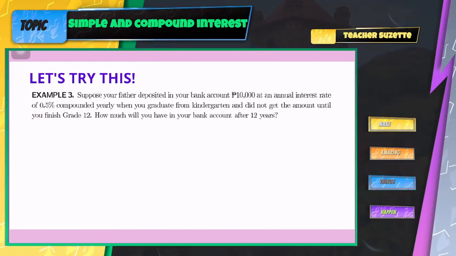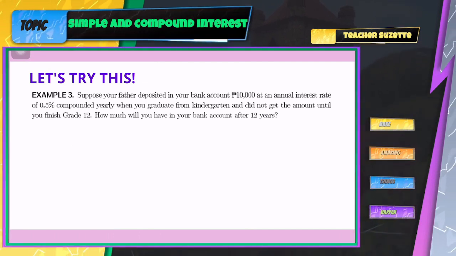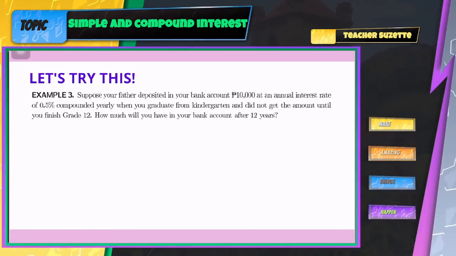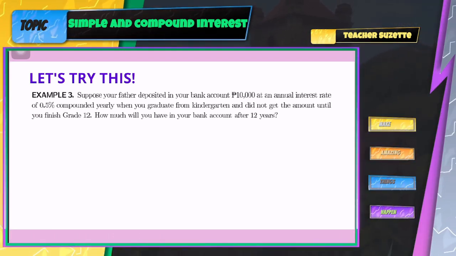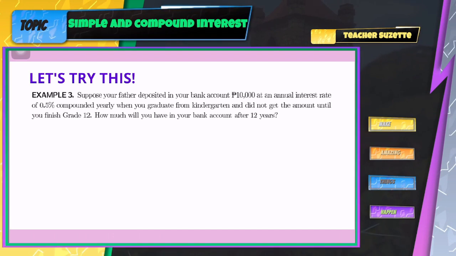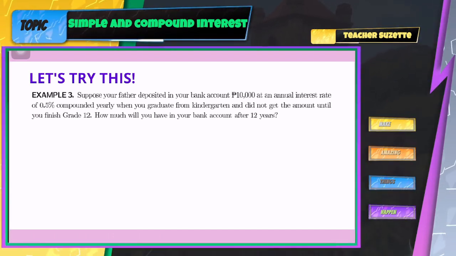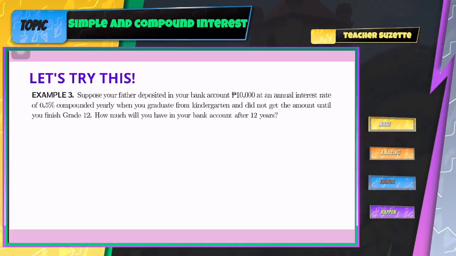So last, let's have example number 3. Suppose your father deposited in your bank account 10,000 at an annual interest rate of 0.5% compounded yearly when you graduated from kindergarten and did not get the amount until you finish grade 12. How much will you have in your bank account after 12 years?